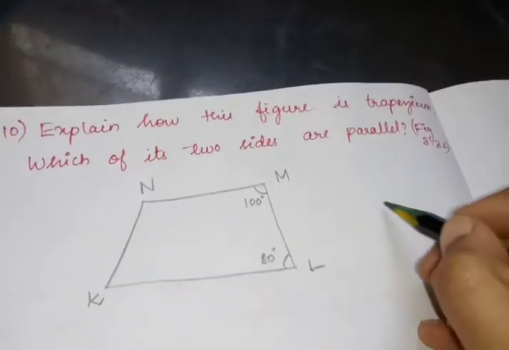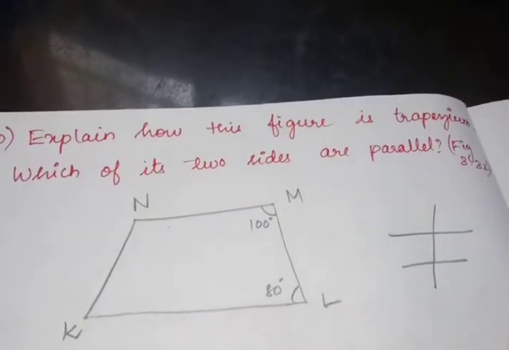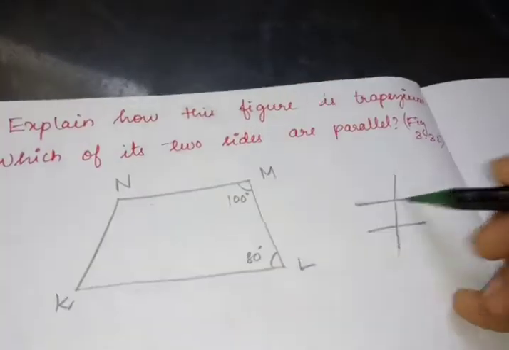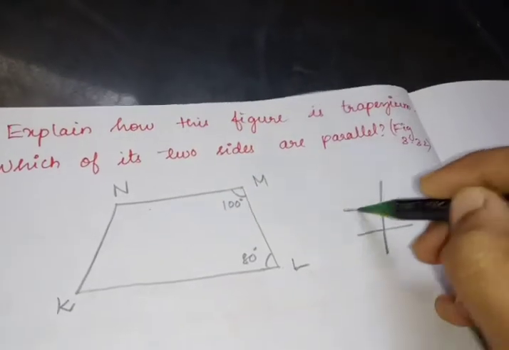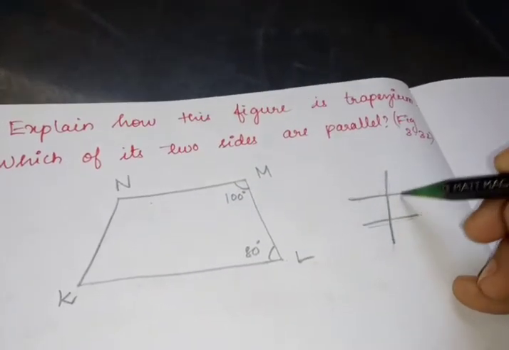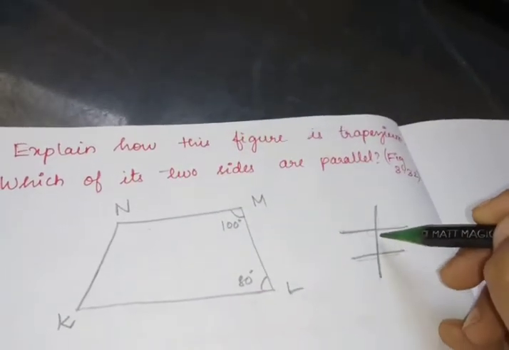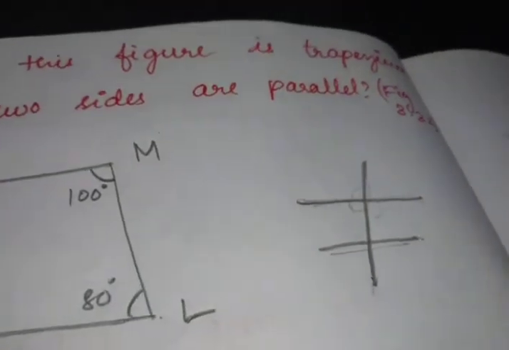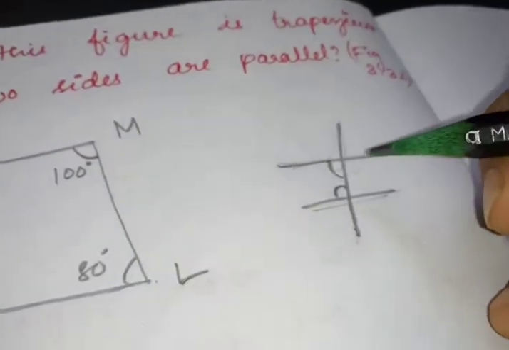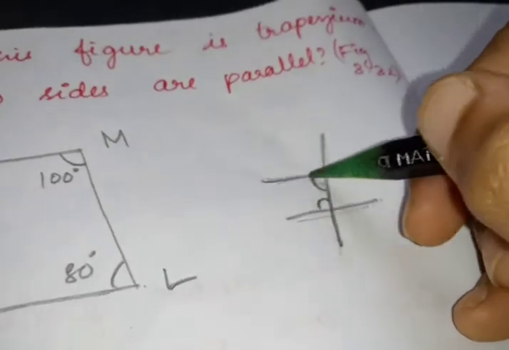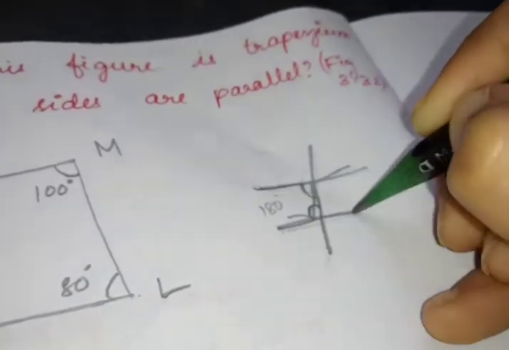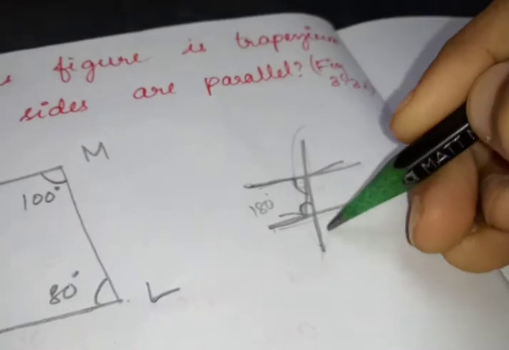Have you learnt about parallel lines and a transversal? If two lines are parallel, one line will intersect the two lines. Then their vertical angles should be equal, alternate interior angles should be equal, corresponding angles should be equal. Many properties we have learned, right? Using that property, if you add two angles on the same side of the transversal, it should be 180 degrees. Then these two lines are parallel lines, and this is your transversal line.